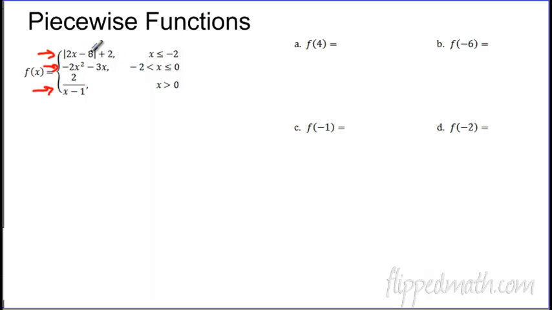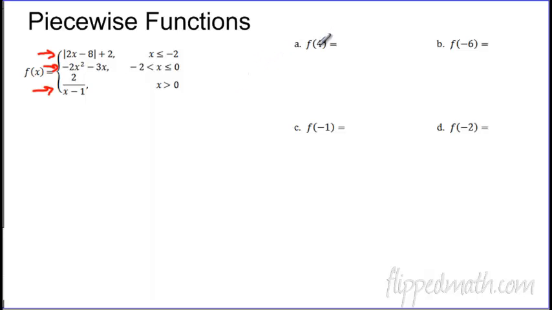So it's an absolute value function every time x is less than negative 2. But if x is between negative 2 and 0, it's a quadratic. You know, it's got that x squared in there. And if it's above 0, it's this function over here, which we'll talk about later. We've got this rational function going on. So it's pretty cool.